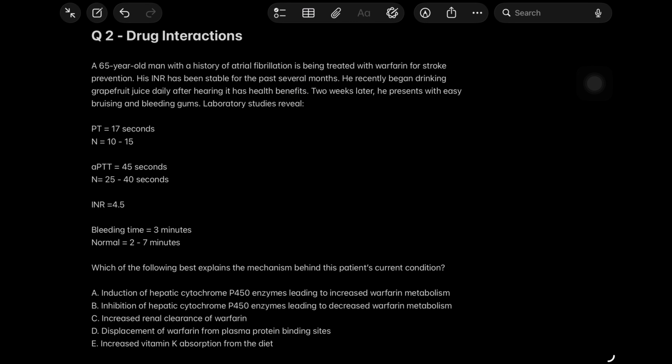Now, as to why the rest of the option choices are wrong. Option A, induction of the hepatic cytochrome P450 enzymes leading to increased warfarin metabolism. This is wrong because instead of the patient presenting with an increased INR, the patient should be presenting with a decreased INR. So this would mean that the patient would become prothrombotic. In other words, they might develop a stroke.